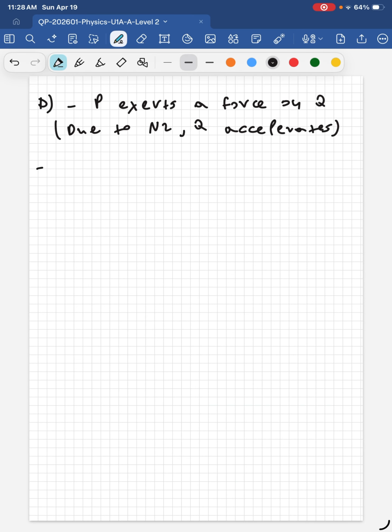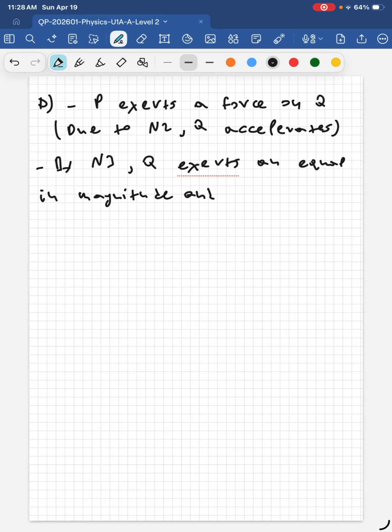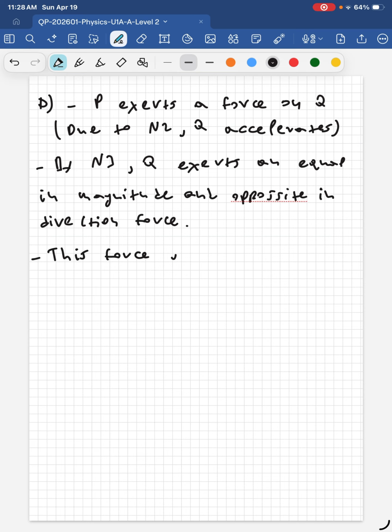Okay. By Newton's third law, Q exerts an equal in magnitude, and opposite in direction force. Okay, so this force opposes P's motion.